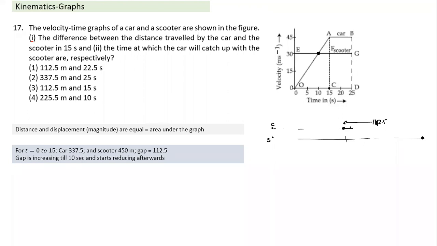At this particular time, the speed of the car is 45 and the speed of the scooter is 30. And of course, it will keep reducing at what rate? Every second, the gap will reduce by 15 meters. 15 meters per second. Yes, sir. So how much time will it take? The further time for the gap to become 0 is 112.5 by 15. That many extra seconds it will take for the gap to become 0. Yes, sir. That's how we should solve this question. I hope all parts are understood.